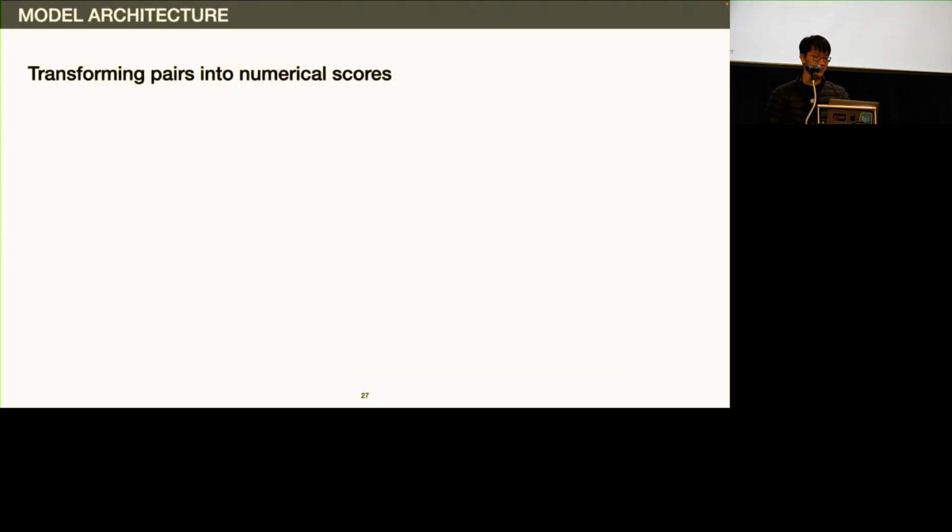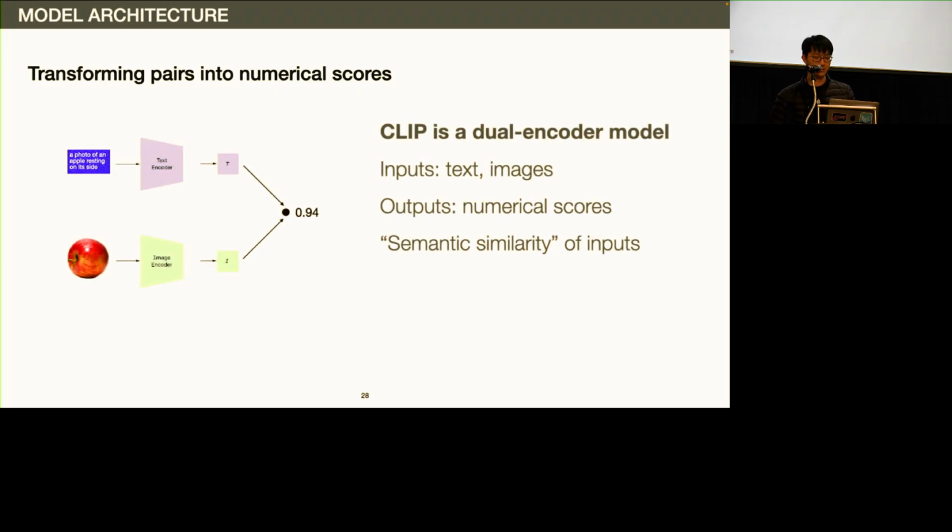And the format of this data turns out to be really great for training a multimodal model called UIClip, which helps us transform these pairs into numerical scores. So CLIP is this dual encoder transformer that encodes text and image inputs and computes a score for each pair that represents how semantically related they are. So in this example, the text input is photo of an apple resting on its side, and the corresponding image gets a high score of 0.94 because they are related. But if the image is unrelated, like a cat, you would get a low score instead.